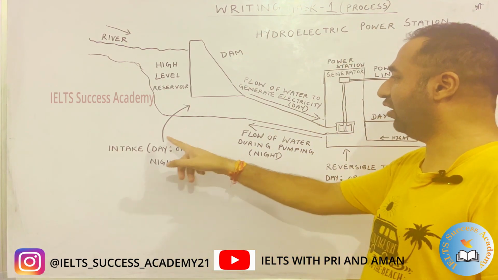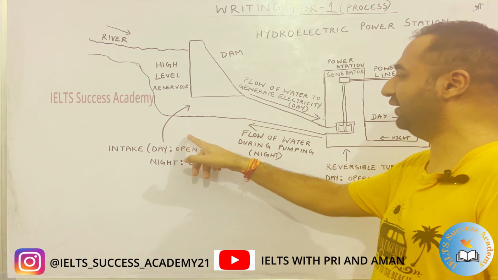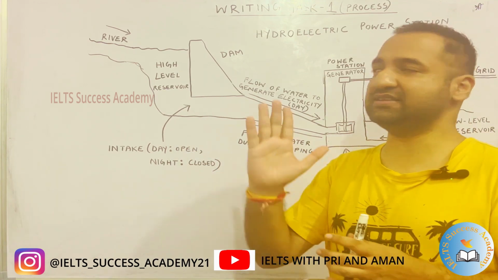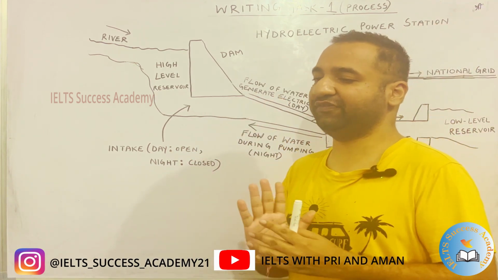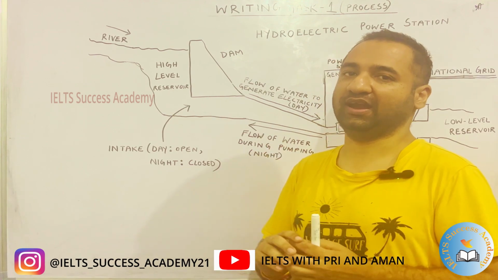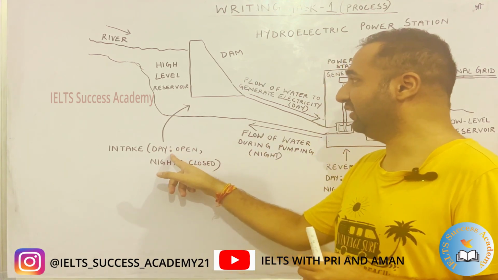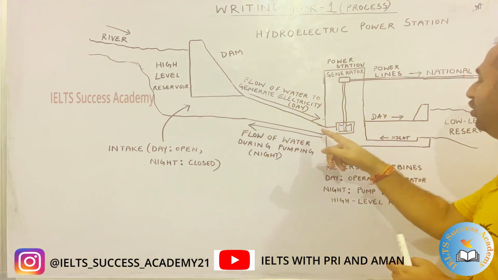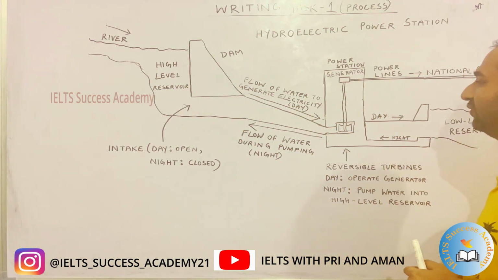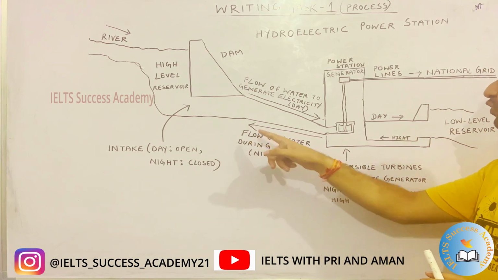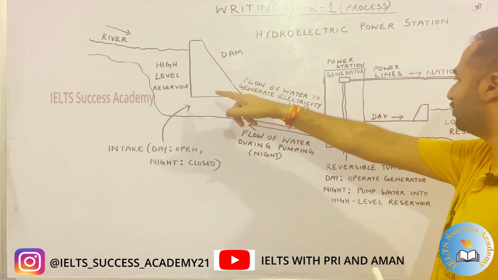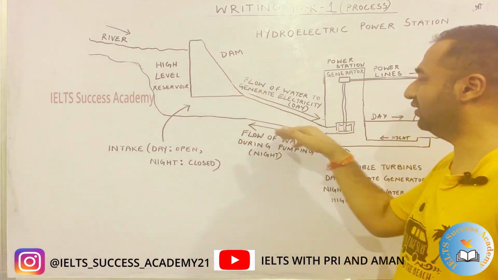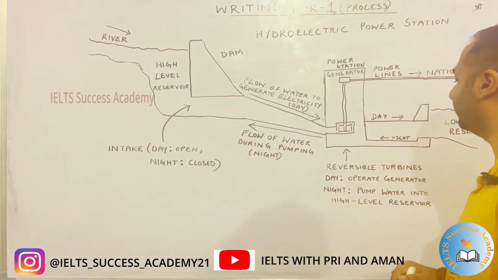The inlets or the intakes are open. An inlet is basically kind of like an obstruction. It is open during the daytime for the water to move from the high level reservoir to the low level reservoir. Okay, see here it says flow of water. So the water flows downstream during the daytime.